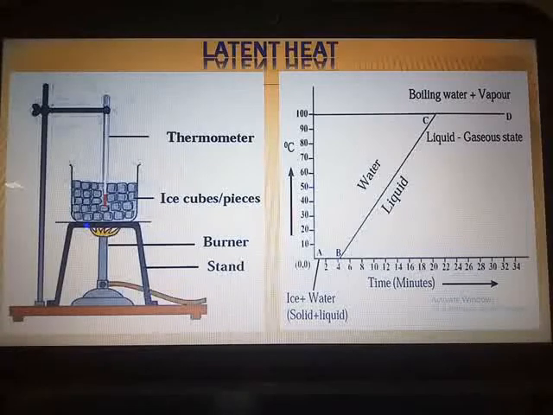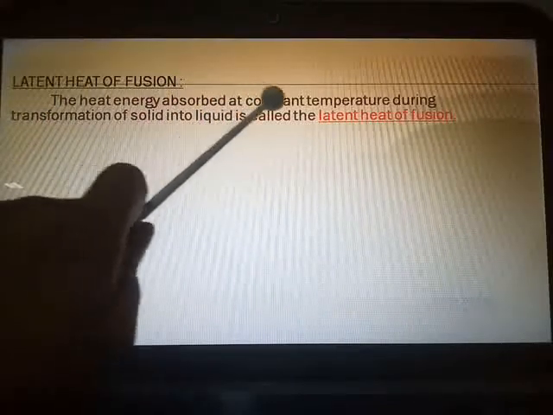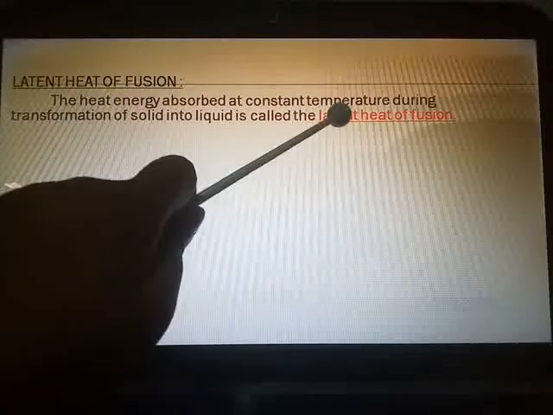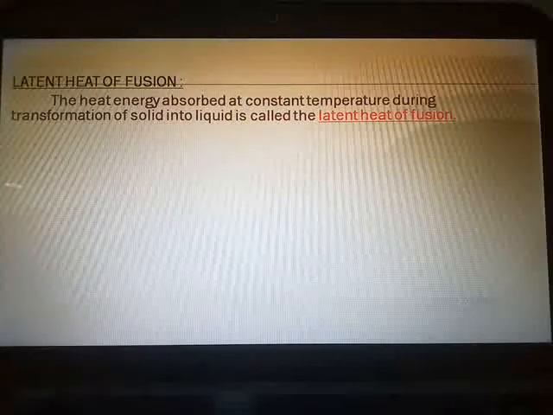So our first definition, latent heat of fusion, you will understand here. The heat energy absorbed at a constant temperature during transformation of solid into liquid is called the latent heat of fusion. What we have seen here, when ice was taken, that ice started melting on supply of heat. To get converted from the solid, that is the ice, to the water liquid phase, it has absorbed the heat energy, and that is known as latent heat of fusion. Which heat? The heat energy which is absorbed at the constant temperature. The temperature was 0 degrees Celsius.